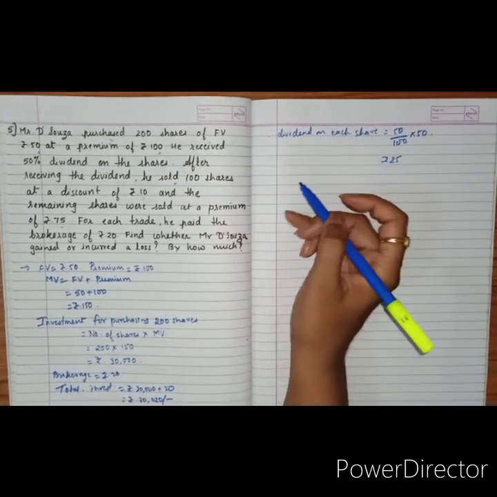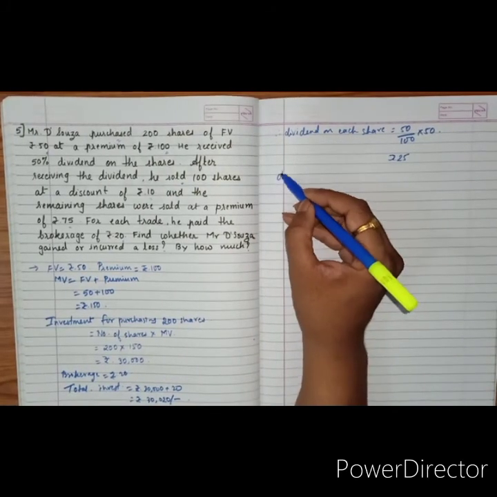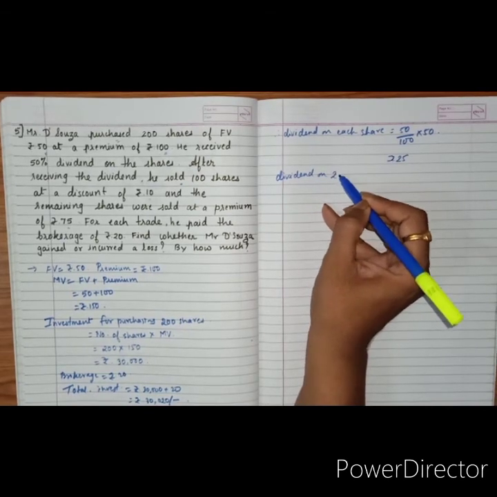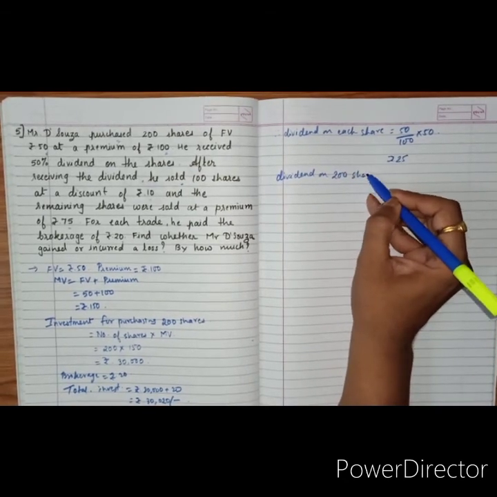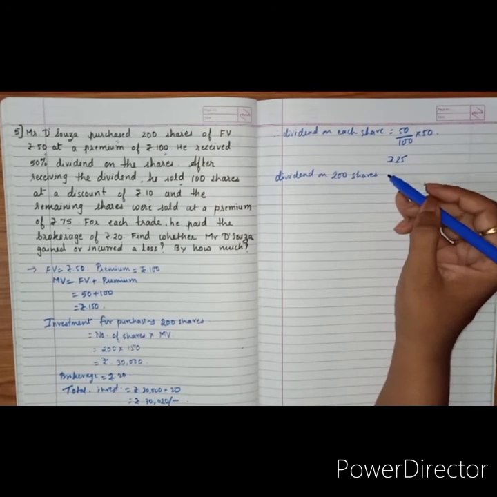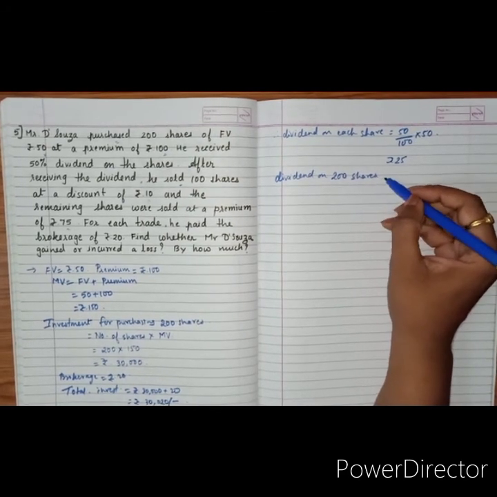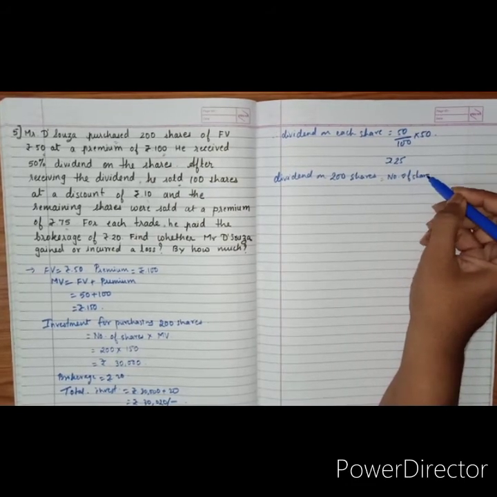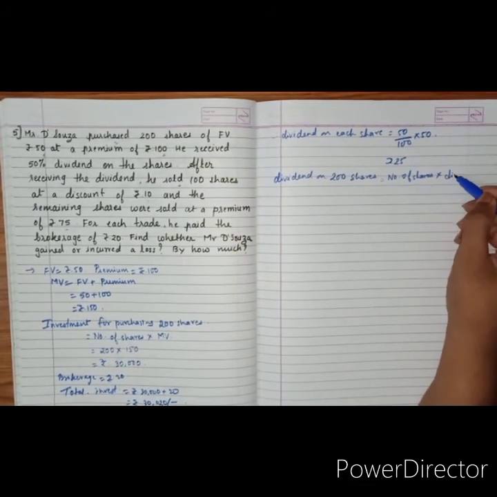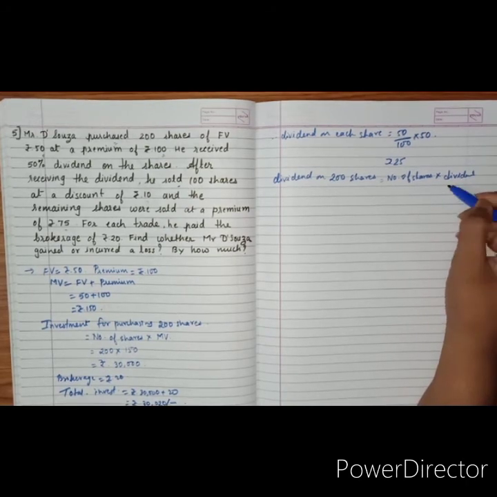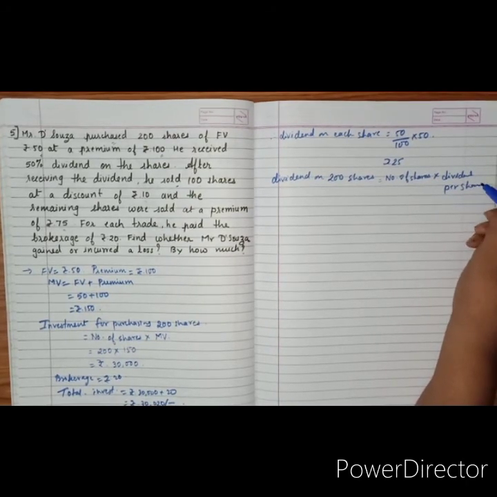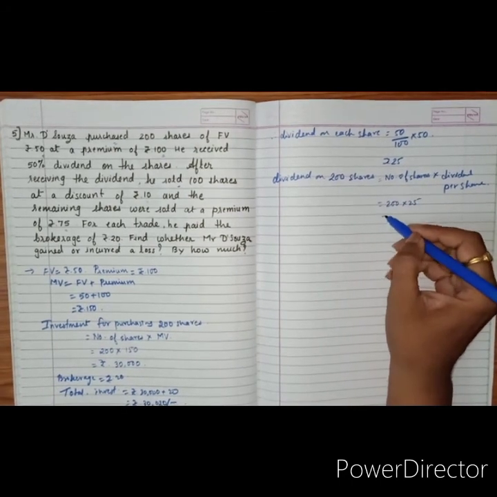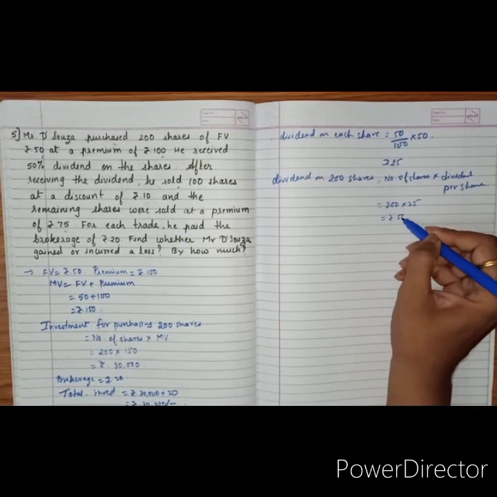Okay, now this is per share. So the dividend on 200 shares, because the person has purchased 200, that will be the number of shares into dividend per share. So the number of shares is 200 into 25, that gives you rupees 5,000.